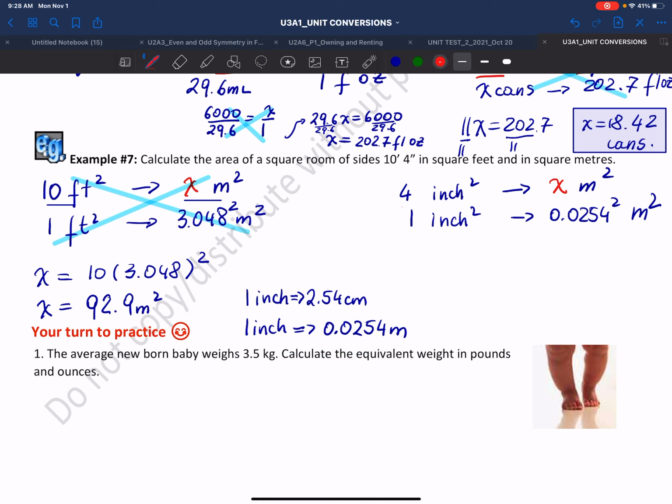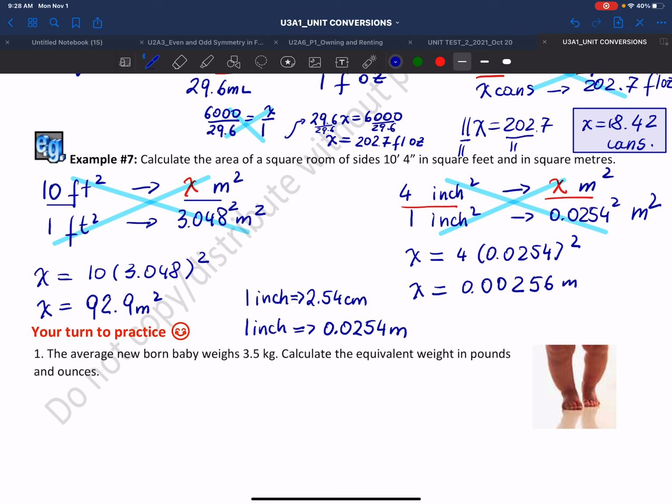So create the equations again. And we cross multiply. So x times 1 equals 4 times 0.0254 to the power of 2. 0.0254 to the power of 2 times 4. And that will give 0.00258 meters squared, which I would round to 3 decimal places, 0.003 meters squared.